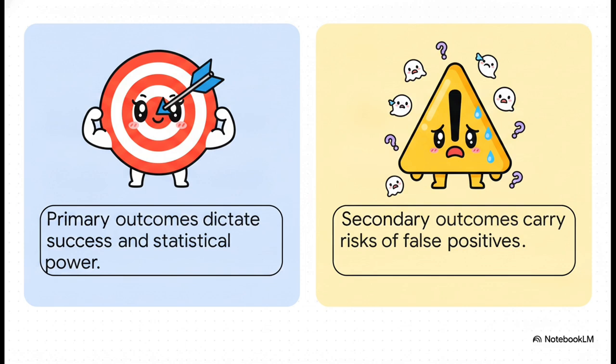Secondary outcomes, on the other hand, are your additional endpoints. They provide really necessary supporting evidence. For example, if your primary outcome is mortality, a great secondary outcome might be readmission rates. But you have to interpret secondary outcomes with great caution. Why? Because monitoring too many of them significantly increases your risk of statistical noise and false positive findings.